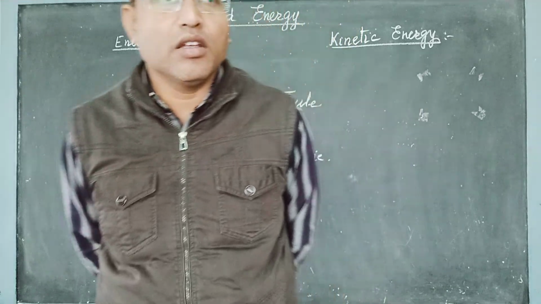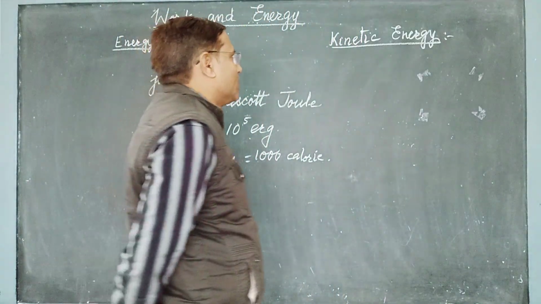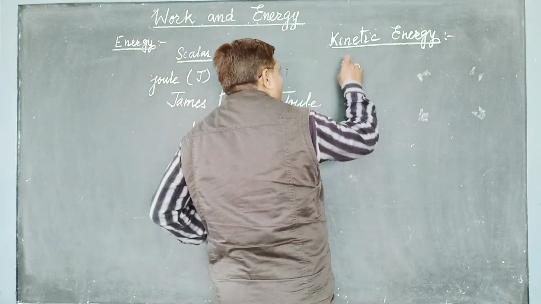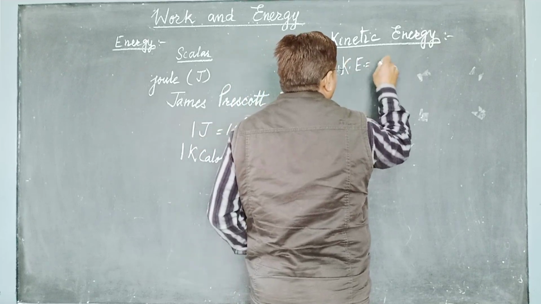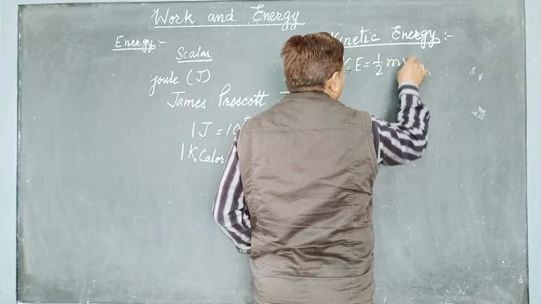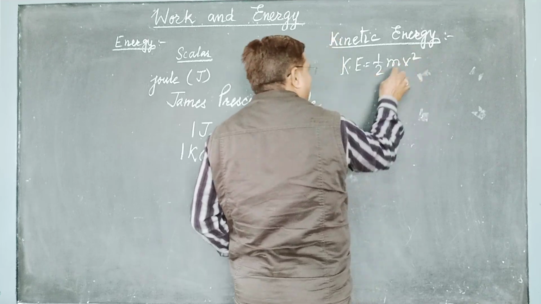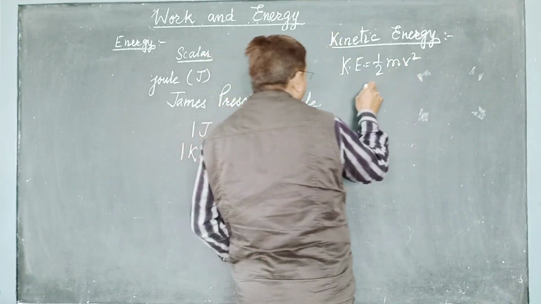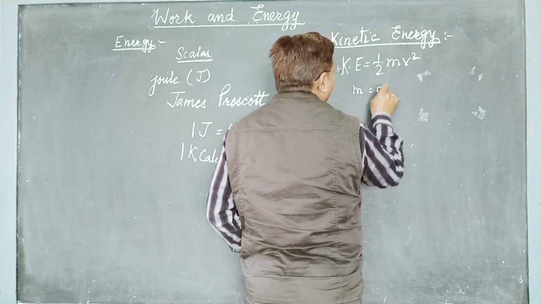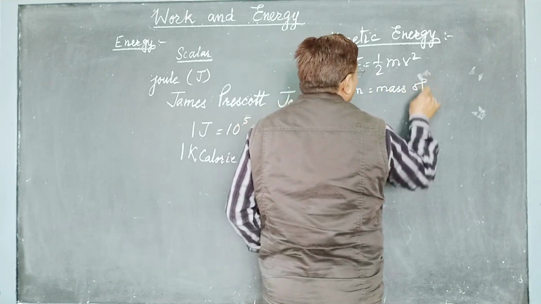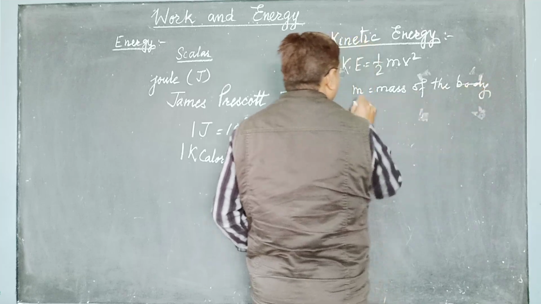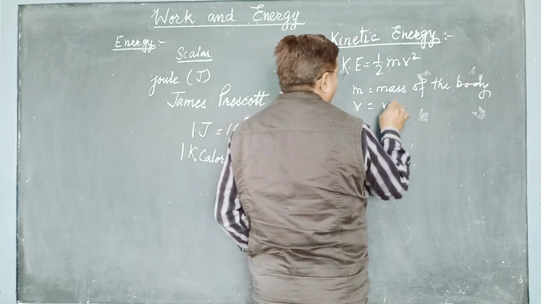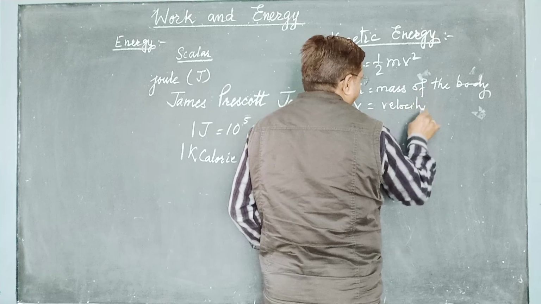Now we will see the formula for kinetic energy. The formula for kinetic energy we write is equal to half mv square, where m is equal to mass of the body, and v is equal to velocity of the body.